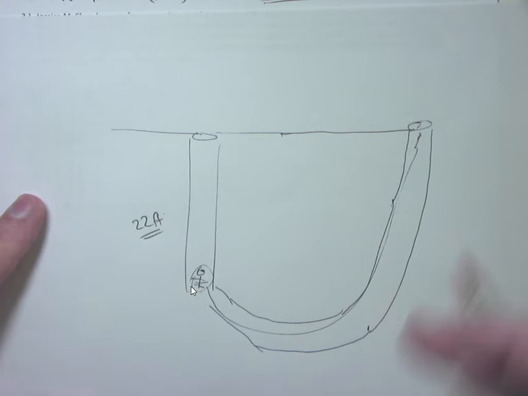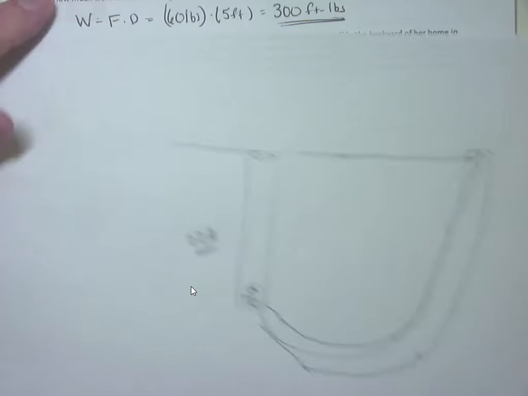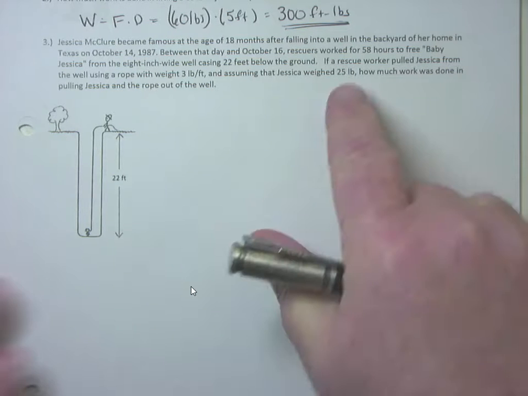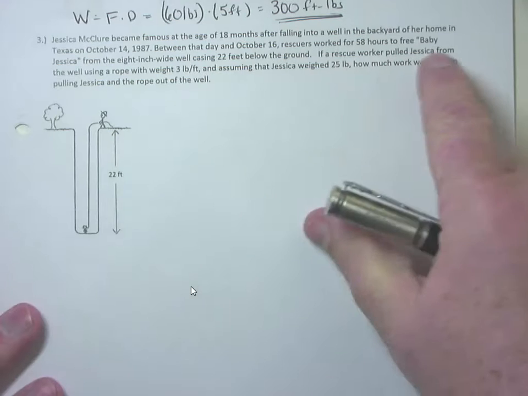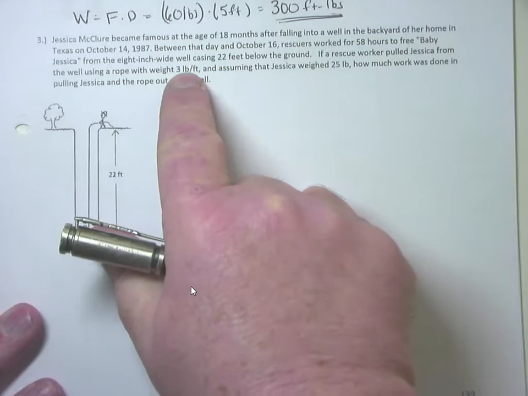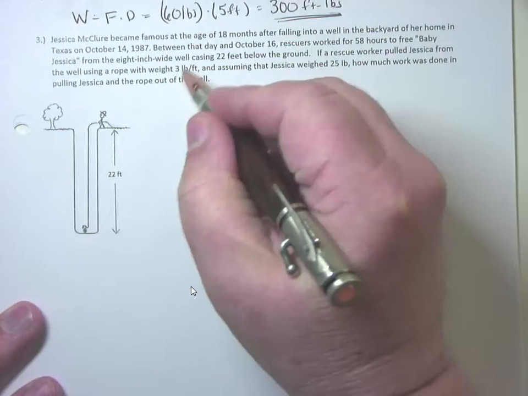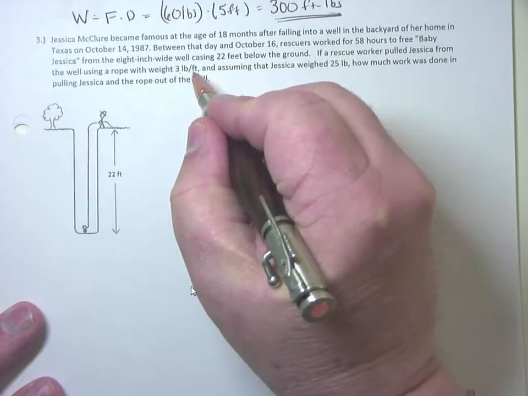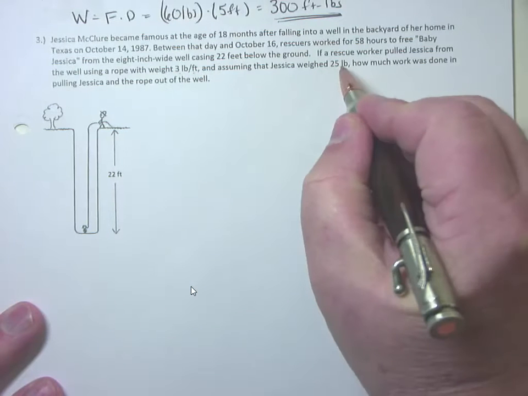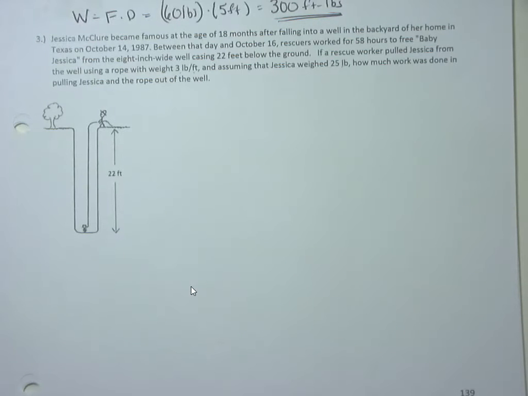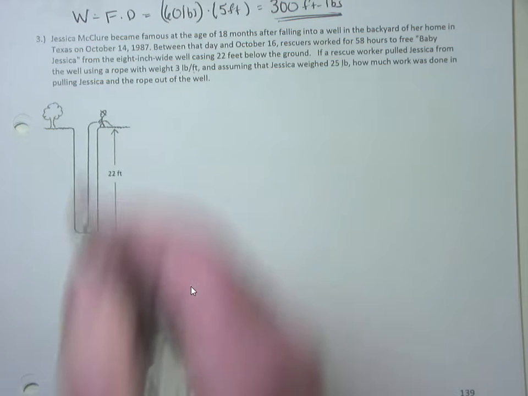But that's actually too much work for us to do, so let's take a look at how I came up with this problem. Now it's no longer history and reality, it's just how I would have done the problem. If a rescue worker pulled Jessica from the well using a rope that weighed 3 pounds per foot, and assuming Jessica weighed 25 pounds, how much work is done in pulling Jessica out of the well? I would have just chunked a rope down here and said, grab it, and then we would have yanked her up there. So, here's the deal.